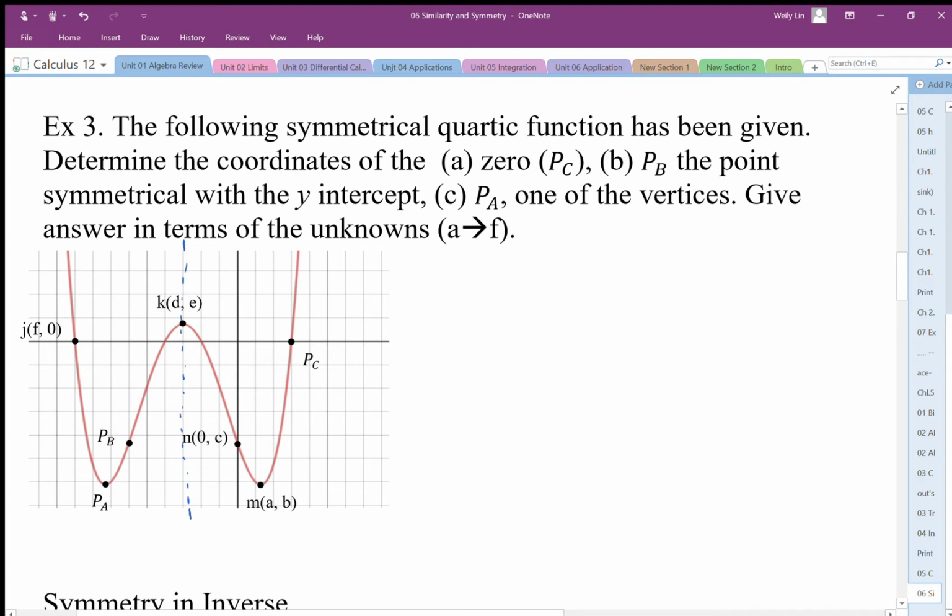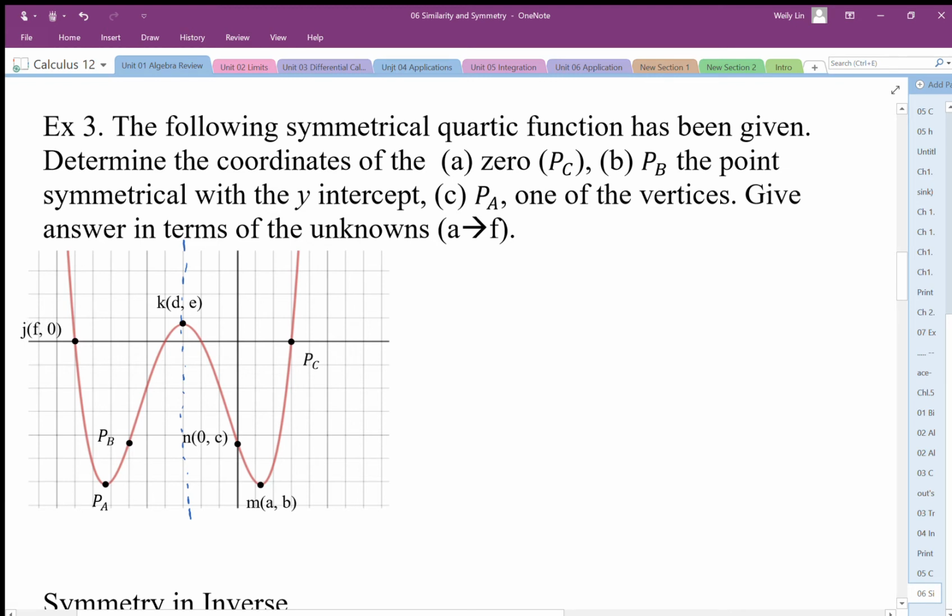Okay, so we've been given the coordinate D, so I have the 0 point. Okay, so I have this point here, 0C, that's my y-intercept. I know the position D here. This x position is D, the y position is E. Here the x position is A, the y position is B, etc. Okay, and I know that this point here is F0.